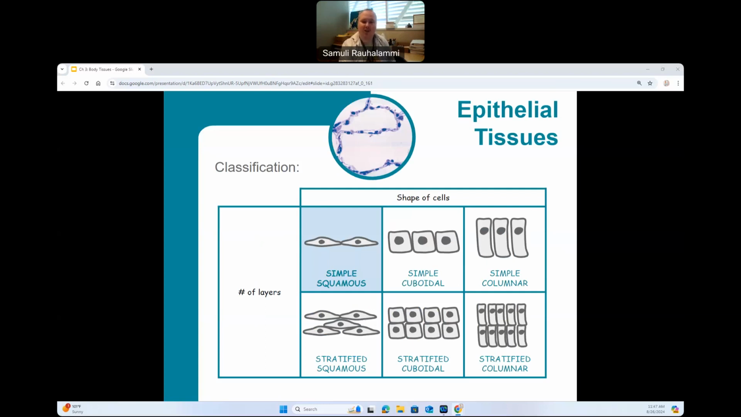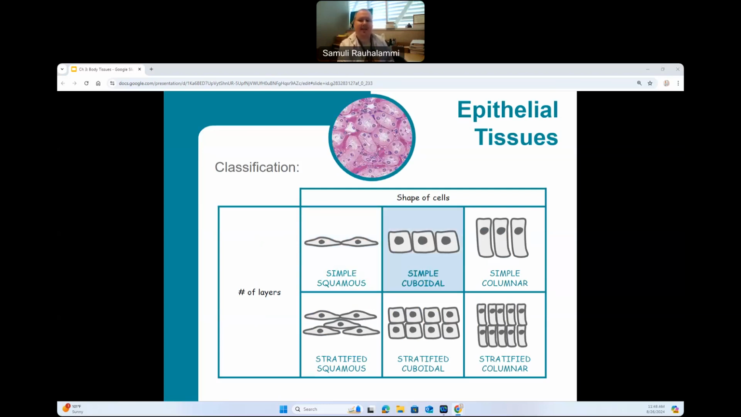The functions of these simple squamous epithelia are really diffusion, filtration, and secretion, so the movement of materials across this layer. We try to make it as convenient, as easy as possible, but there's still some regulation of what gets to pass across this layer and what doesn't. Let's have a look at the next example.